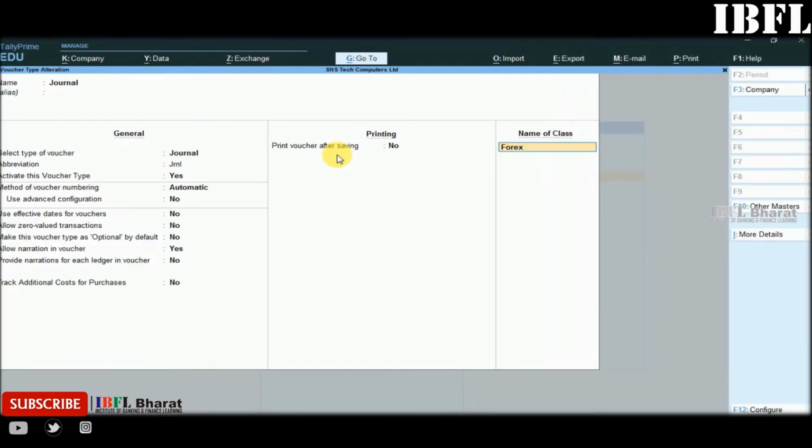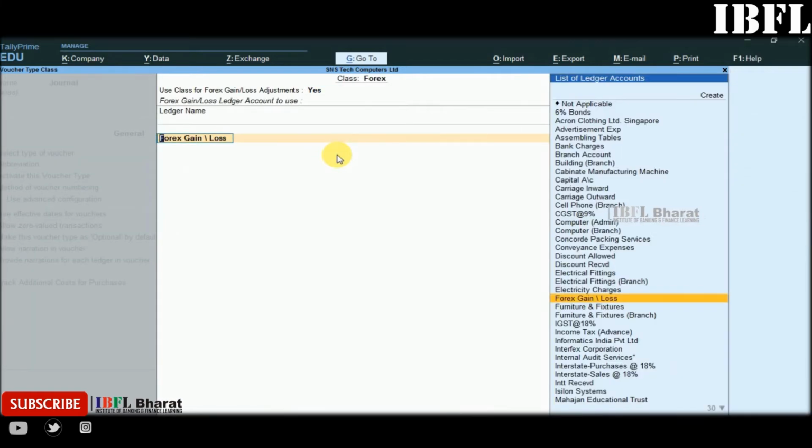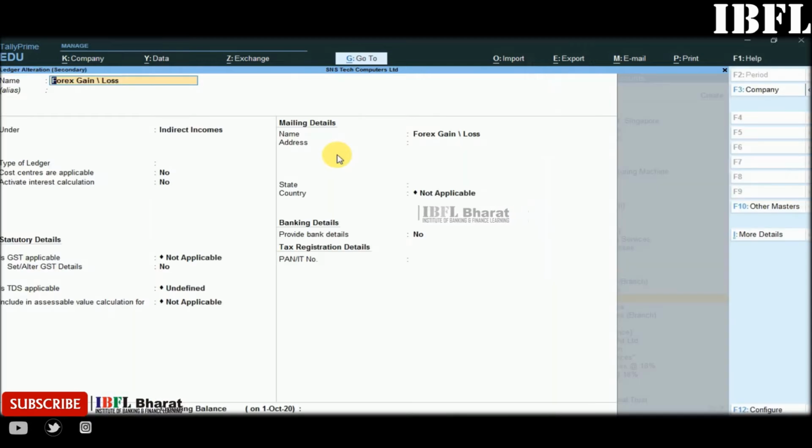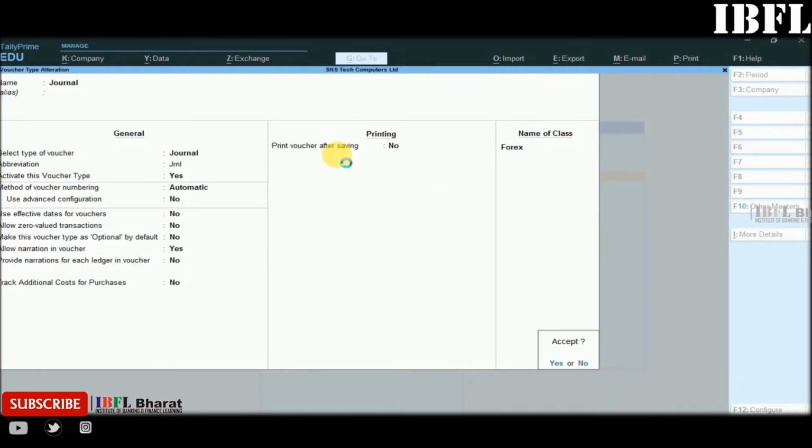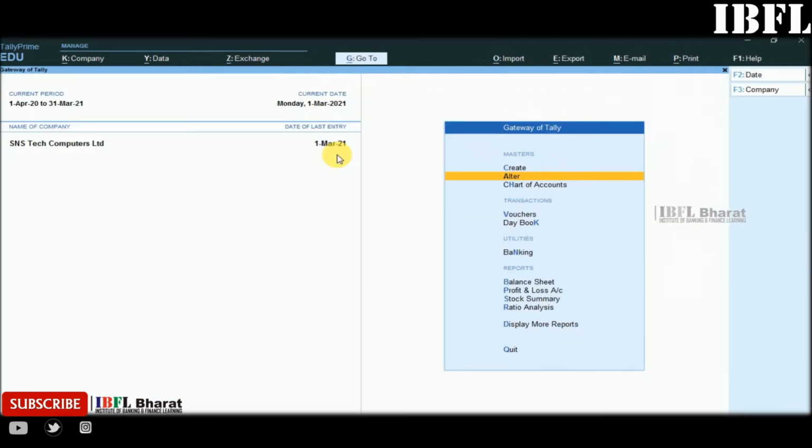Okay, I had already made this ledger, and I want to show you what I have done in this. So forex gain or loss, I have taken it in indirect incomes because this is an income I know already. That's why I have taken it as in indirect incomes. So this is the ledger what we have created, and we are accepting this journal after altering it.